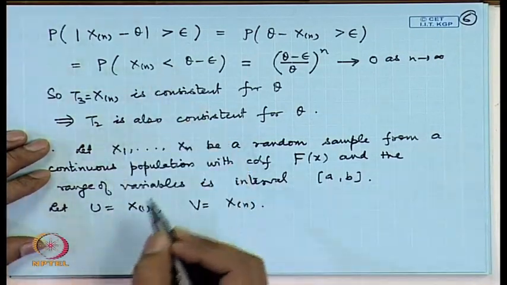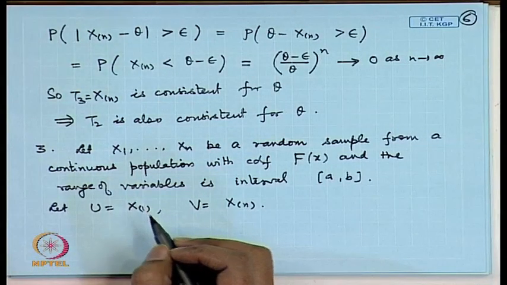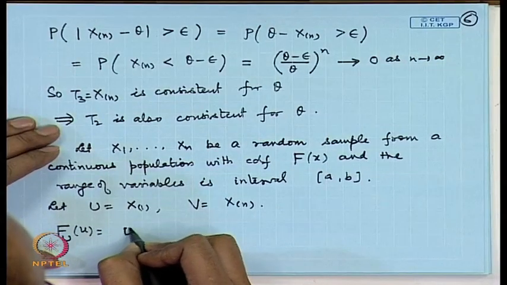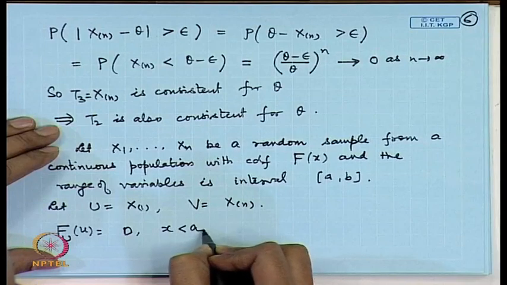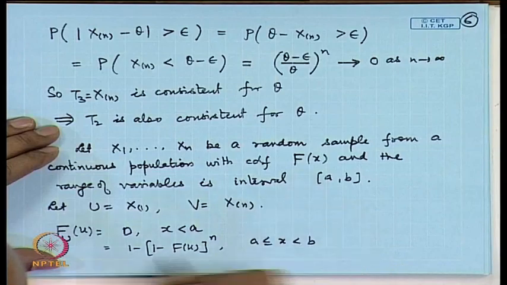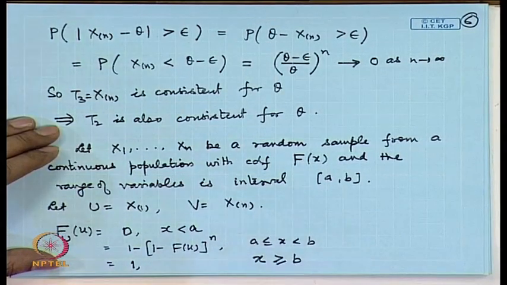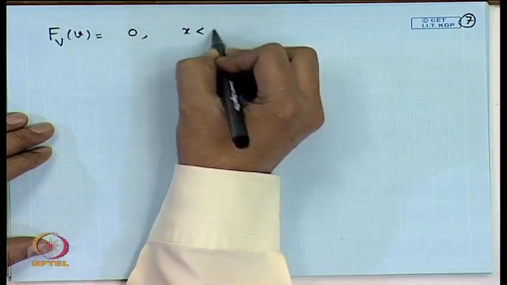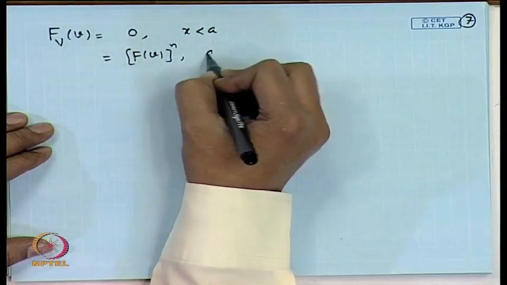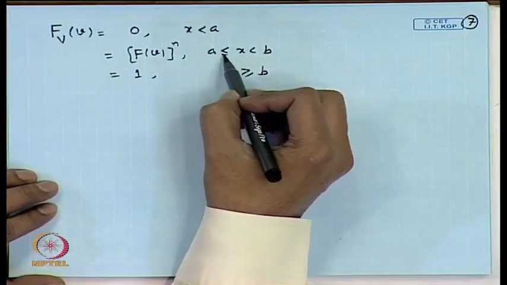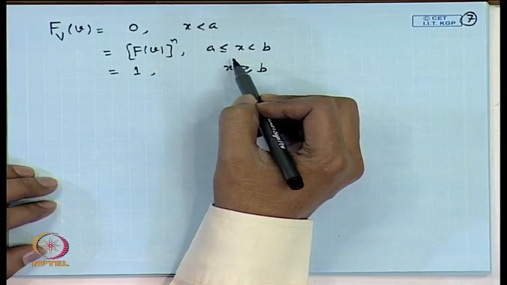So, the proof will use the steps which we have derived just now, that is the CDF of u. It is equal to 0 for x less than A, it is equal to 1 minus (1 minus F) to the power n for A less than or equal to x less than B, and it is equal to 1 for x greater than or equal to B. Similarly, if I consider F v, then it is equal to 0 for x less than A, it is equal to F to the power n for A less than or equal to x less than B, and it is equal to 1 for x greater than or equal to B. Notice here that this equality or inequality does not make any difference, because it is a continuous distribution.